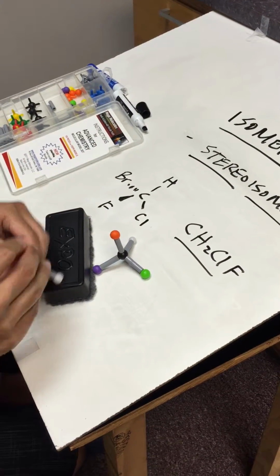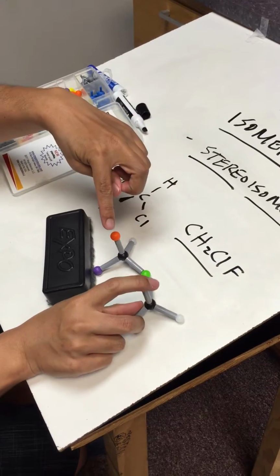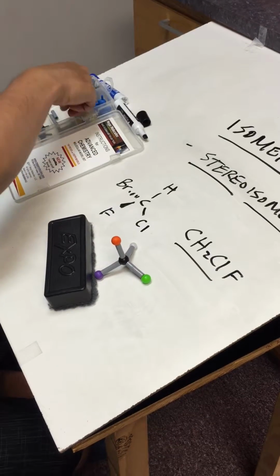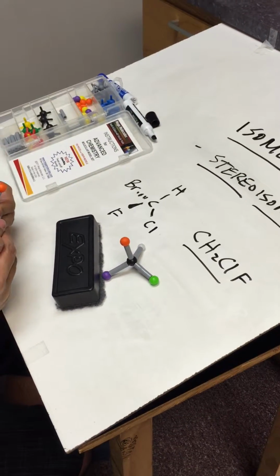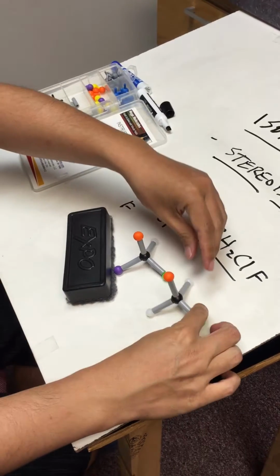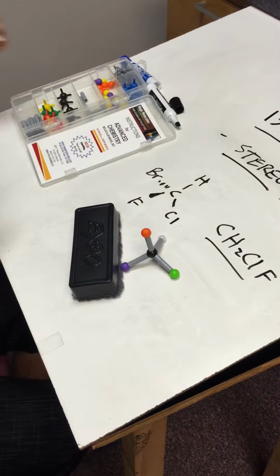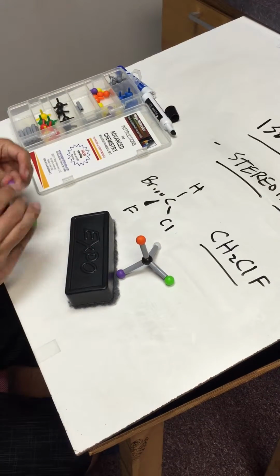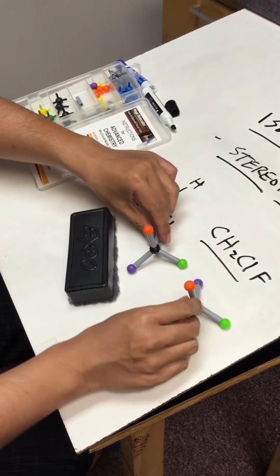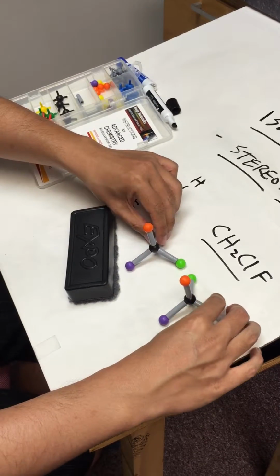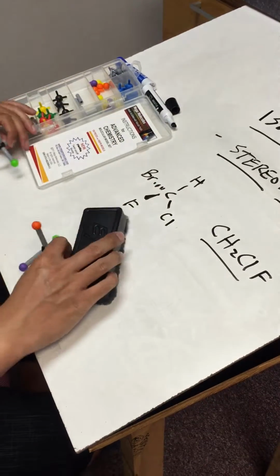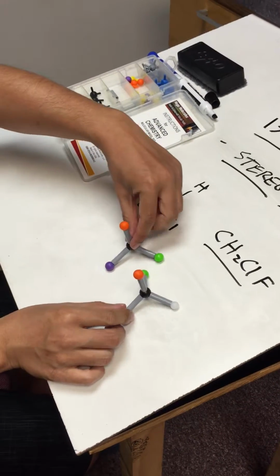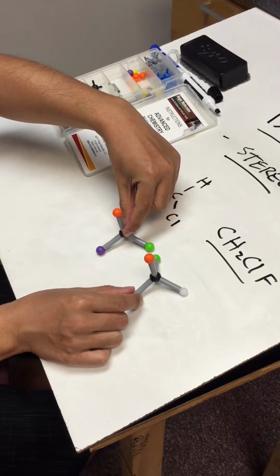So this time I'm going to make the same substitutions. I'm going to replace a hydrogen with bromine. I'm going to replace a hydrogen with chlorine. This time I'm going to replace also a hydrogen with fluorine. Now let me get open over here. Now take a look at these two molecules.